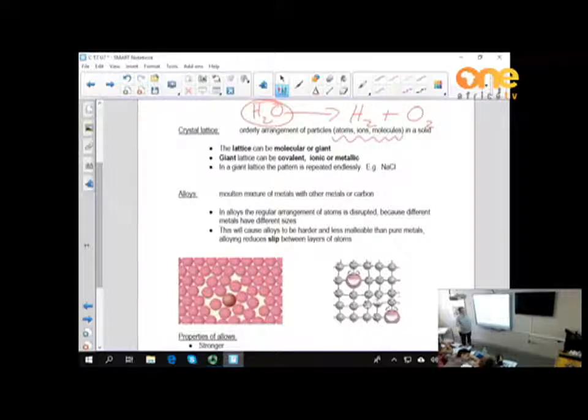And crystal lattice we get in the solid state. In liquids and gases, the particles have partially overcome the attractive forces and they move randomly. So there's no order to the arrangement.